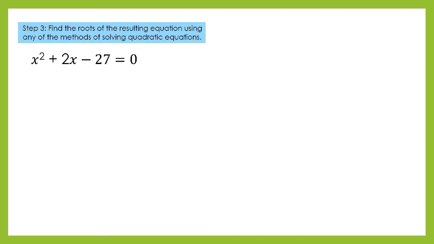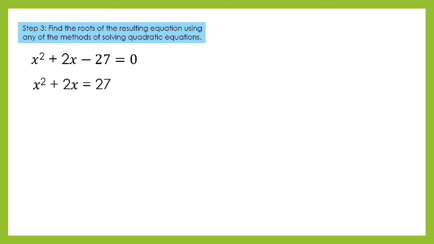Bakit hindi natin siya pwedeng gamitin? Kasi meron tayong linear term. Kapag mayroong linear term, hindi natin pwedeng gamitin ang extracting square roots. Completing the square at using quadratic formula ang pwede nating gamitin. Let's solve using the completing the square. In completing the square, dapat yung ating linear term at saka yung quadratic term ay nasa left side. Yung constant term ay dapat nasa right side. Constant term is negative 27.